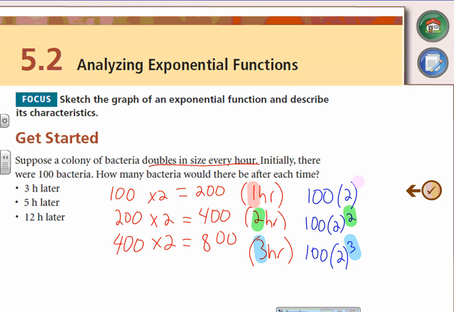So we should be able to go right to 5 hours in one shot. Starting with the 100, that's the original, multiply it by 2 to the 5th, which gives us 3,200. And let's see what happens after 12 hours of these nice bacteria. Here we go, 2 to the 12. That is 409,600. Almost 410,000 bacteria in 12 hours. Yikes, that's a little crazy.